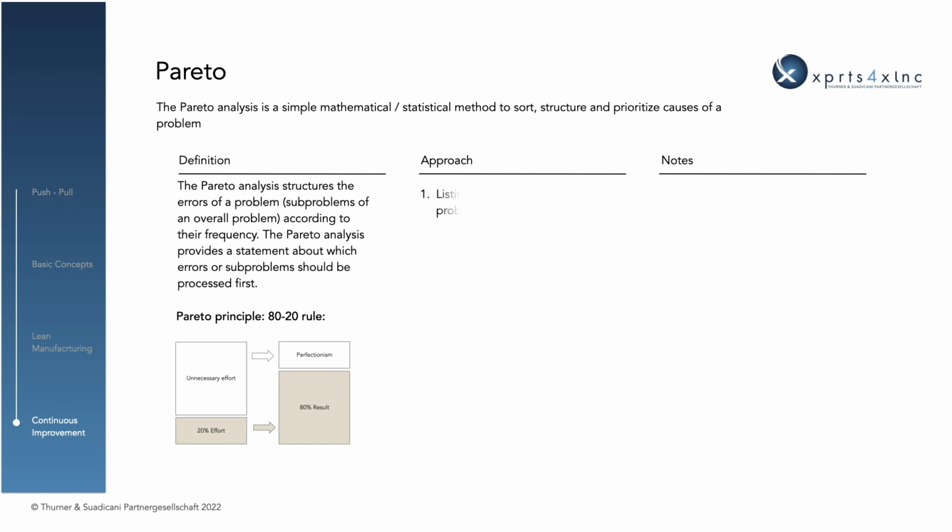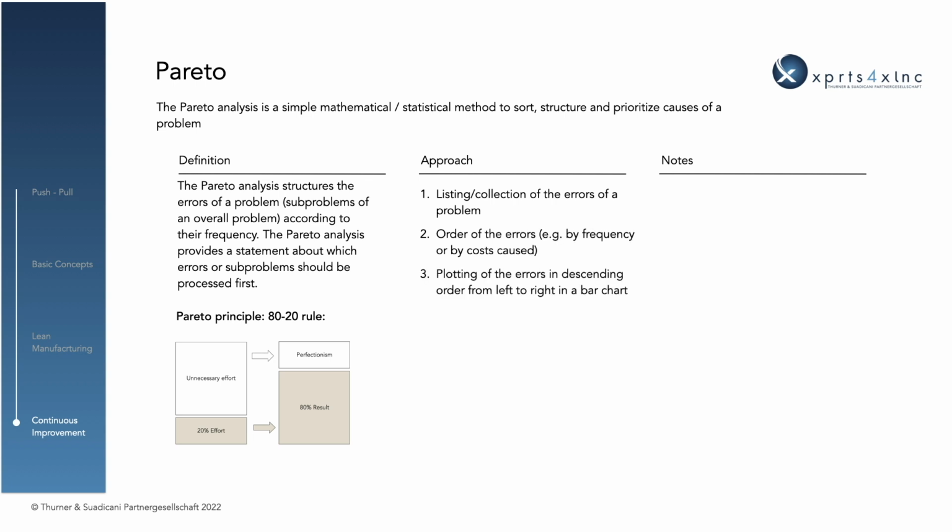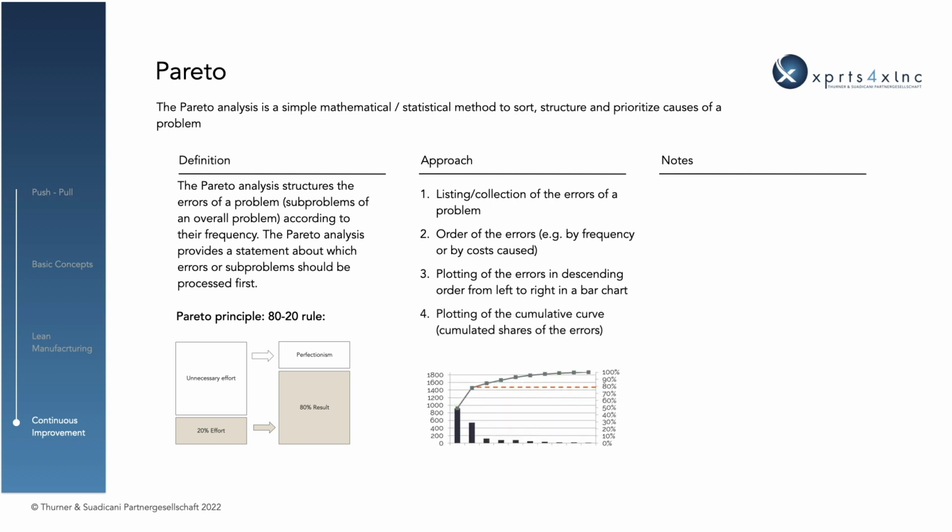Approach: collection of the errors of a problem. Order of the errors, for example by frequency or by costs caused. Plotting of the errors in descending order from left to right in a bar chart. Plotting of the cumulative curve, meaning the cumulated shares of the errors. Notes: in addition to the pure visualization of problems and errors, the Pareto chart is also suitable for visualizing the results of an ABC analysis or an XYZ analysis.